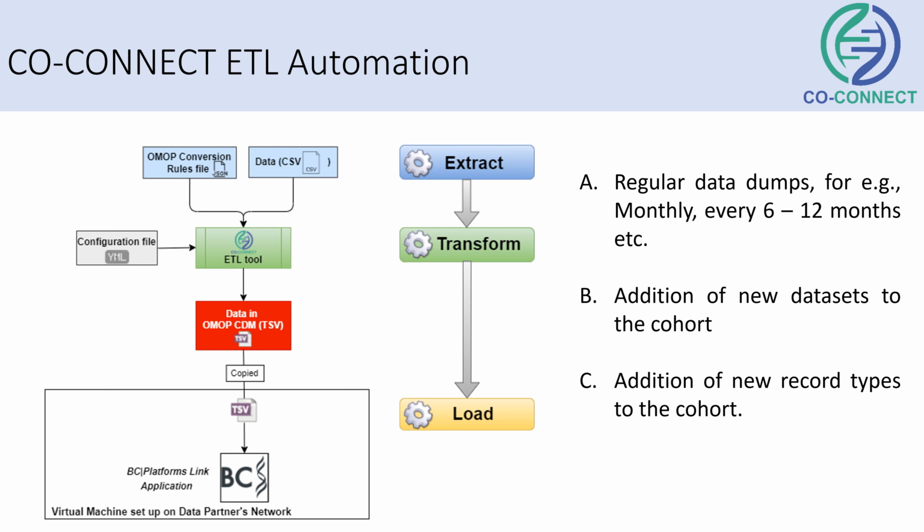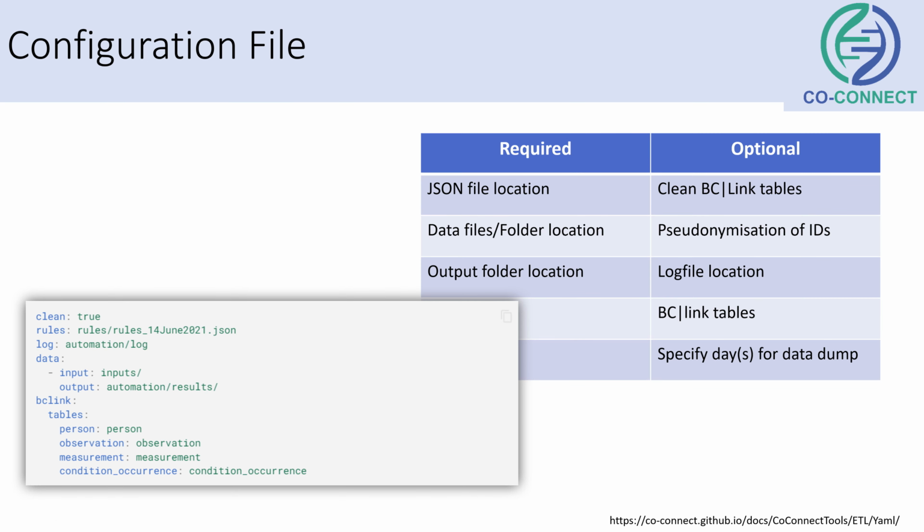In cases B and C, a new JSON rules file will be provided to the data partner that reflects these changes and additions. The criteria and the level of automation will be defined by the data partner in the configuration file. The automation is completely customizable to cater for the needs of the data partner.